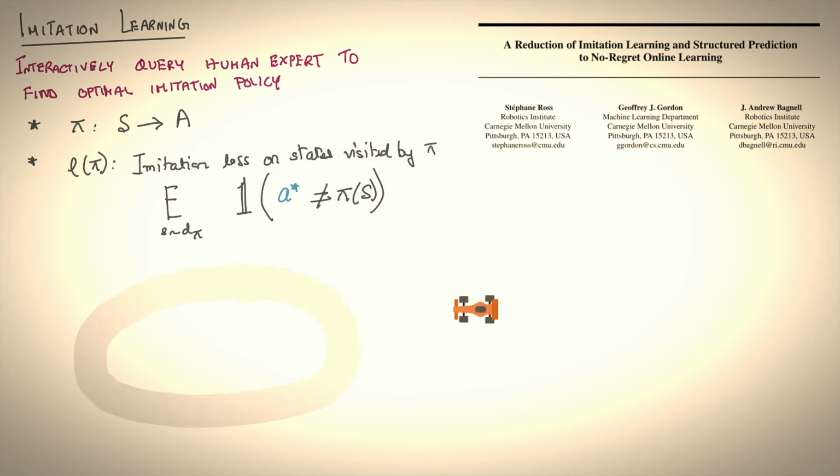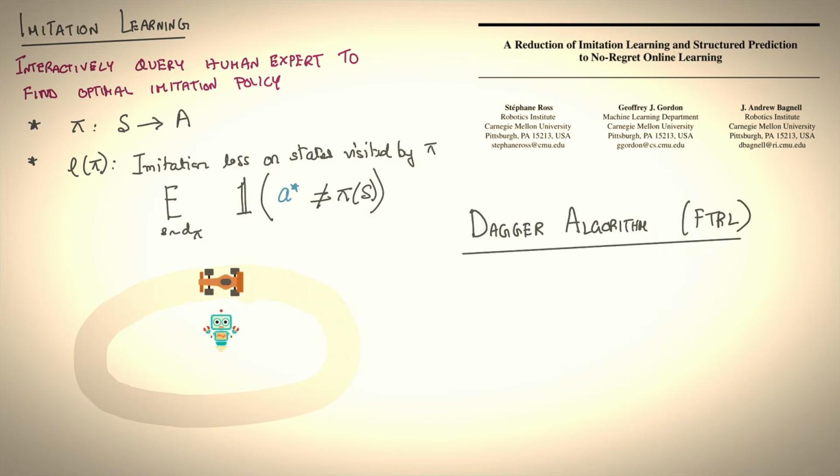So let's take a concrete example of trying to teach a robot to drive around a racetrack like an expert human driver. We're going to be studying an algorithm called Dagger, which is a no regret algorithm. Specifically, an example of follow the regularized leader that we'll talk about in upcoming lectures.